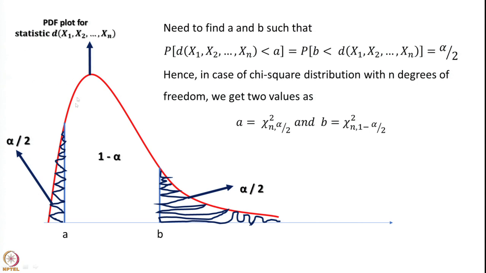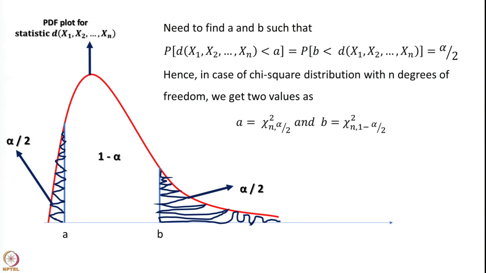So for example, chi square is one such skewed distribution, and in that case we are looking for a value A which is chi square with n degrees of freedom at alpha by 2, because once again please remember we tabulate the value as the probability of the random variable being smaller than the given value A. So here the probability is alpha by 2. So I am considering A equal to chi square n degrees of freedom alpha by 2 as a value, and B is chi square n, 1 minus alpha by 2, because this is alpha by 2, so this area is 1 minus alpha by 2. I want to make sure that these points are understood correctly.